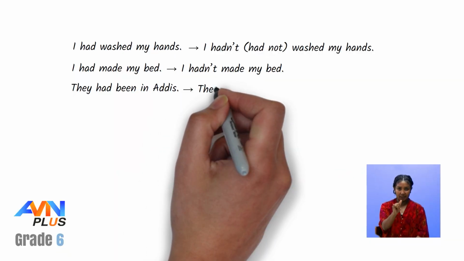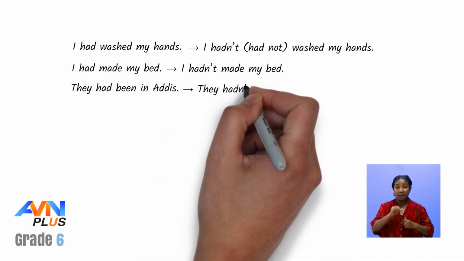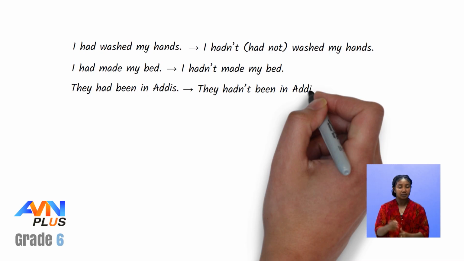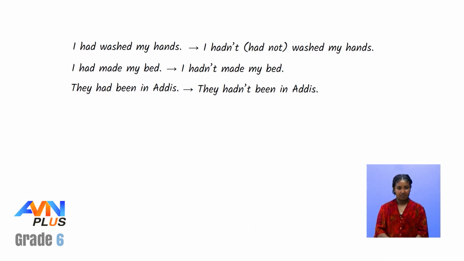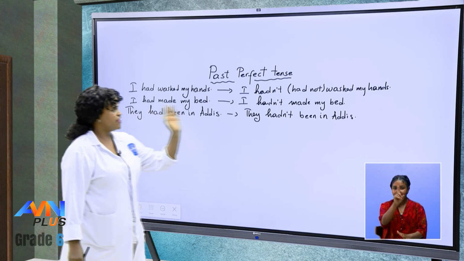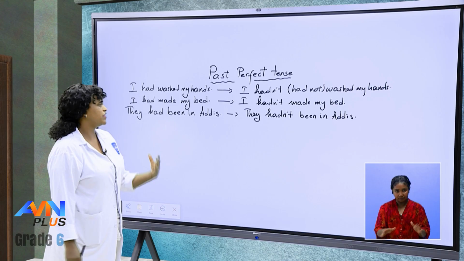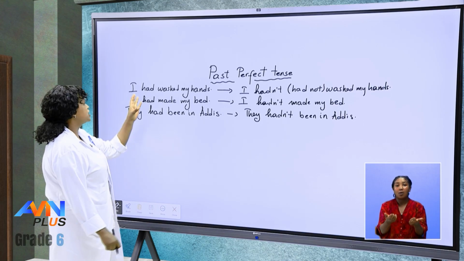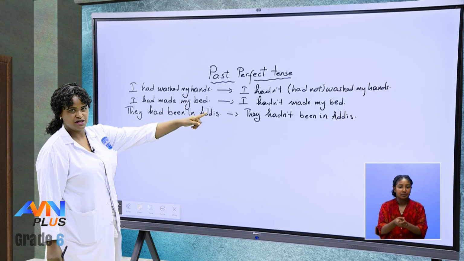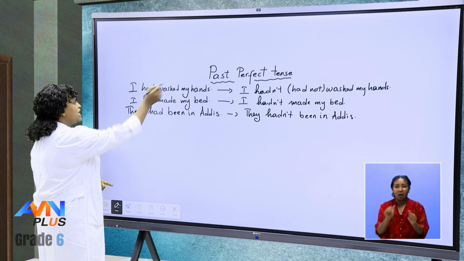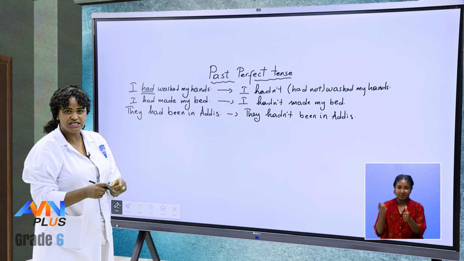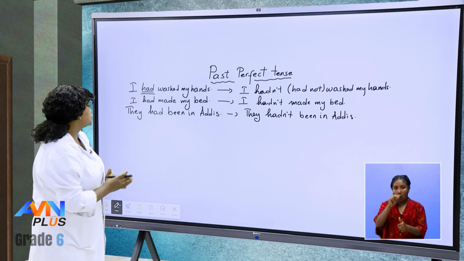They hadn't been in Addis. Wonderful. All right. Now we have seen the affirmative, the negative. Let's come back to the interrogative or question sentence. Let us change these sentences into question. I had washed my hands. How do we start? Since the tense has got its own auxiliary, we need to start the question with the auxiliary. Yes? How do we do that?